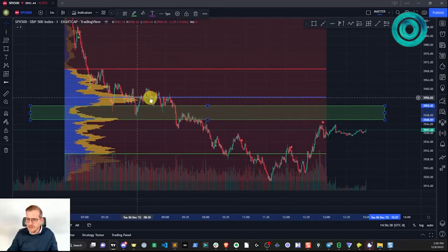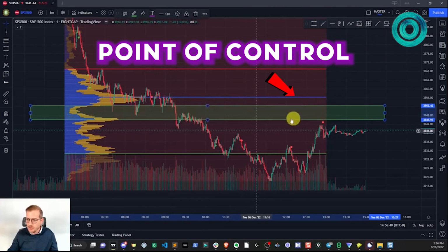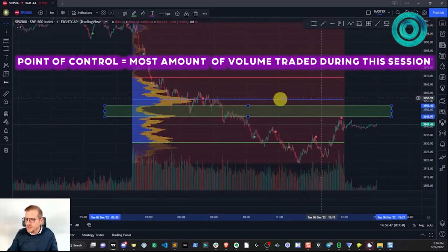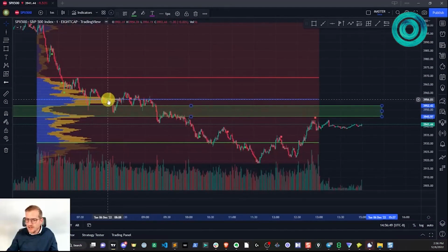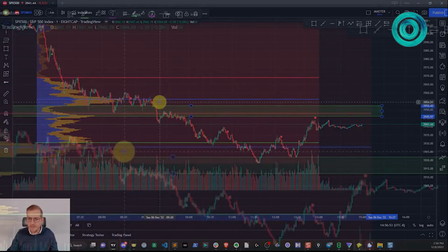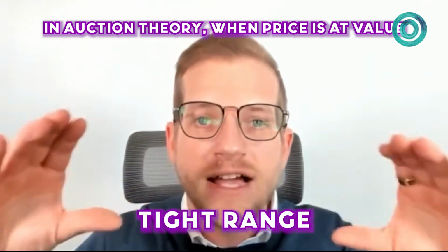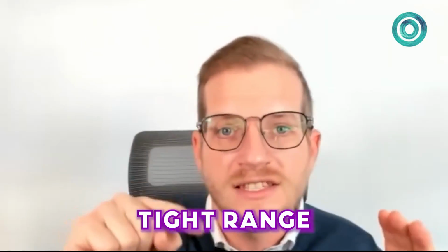Now, this other line you see, this blue line, is called the point of control. What this line says is it shows the most amount of volume that was traded during this session is going to be highlighted by this blue line. You can see this is where a lot of congestion happens, and that's exactly true, because in auction theory, we know when price is at value, we will get a tight range where everyone thinks this is value, and really you can't have price movement or price discovery until you decide we're at value and now we need to move.